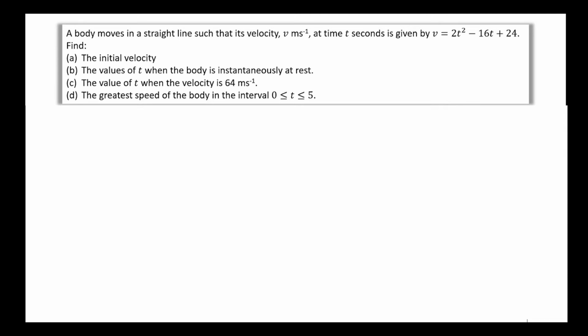So here we've been told that a body moves in a straight line such that its velocity at time t is given by this equation. v equals 2t squared minus 16t plus 24. We're asked firstly to find the initial velocity.